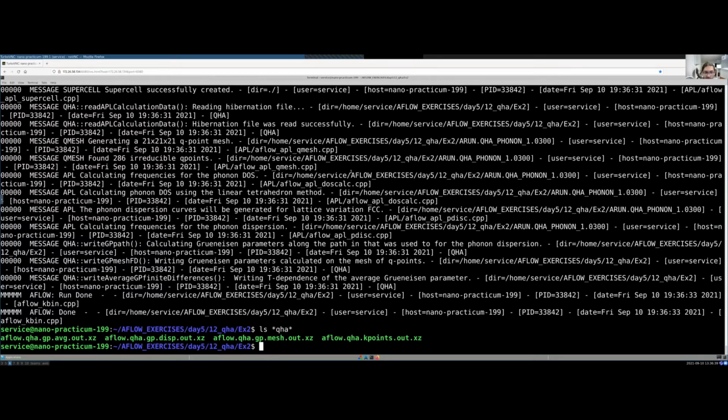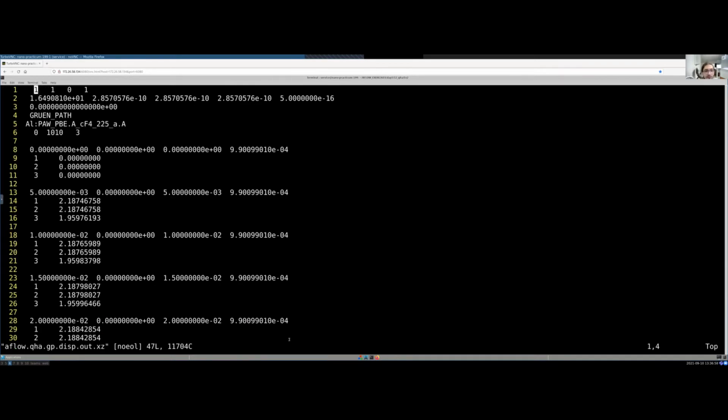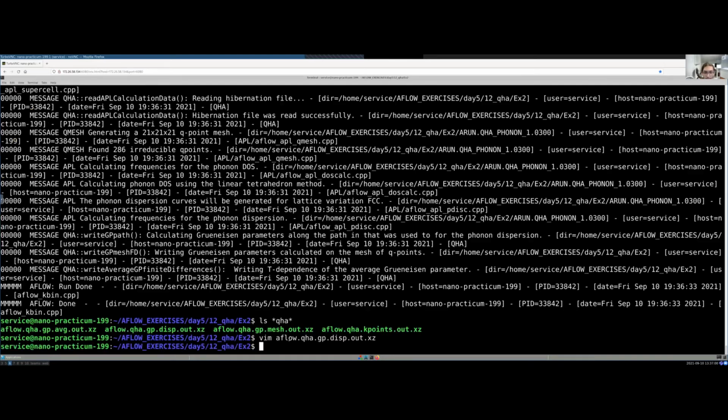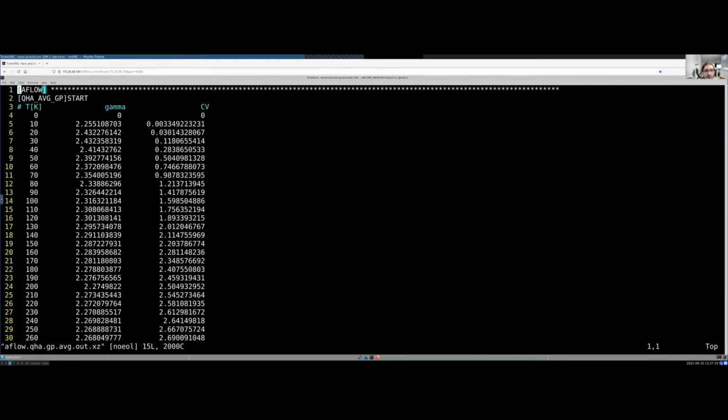And in case of successful run, you will have 3 files, GP average with GP disp and GP mesh. GP disp and GP mesh, they have the same format as VASP EIGENVAL file, as you can have a look when you open them. You see it's a regular EIGENVAL file. And QHA GP out file contains data on temperature and Grüneisen parameter, averaged, and heat capacity.